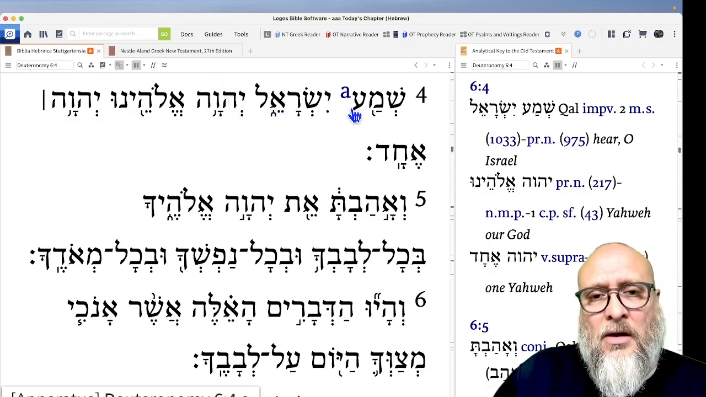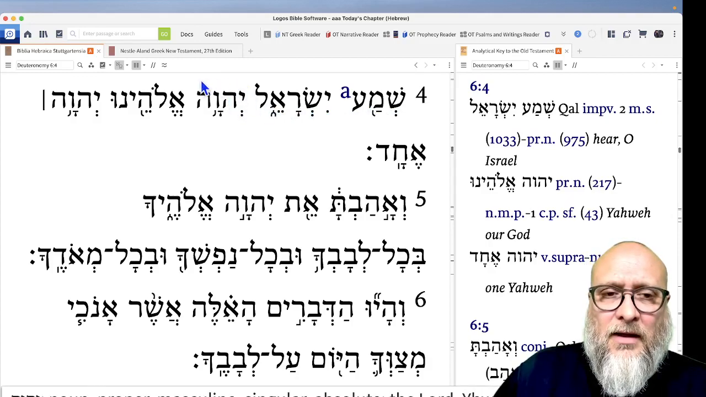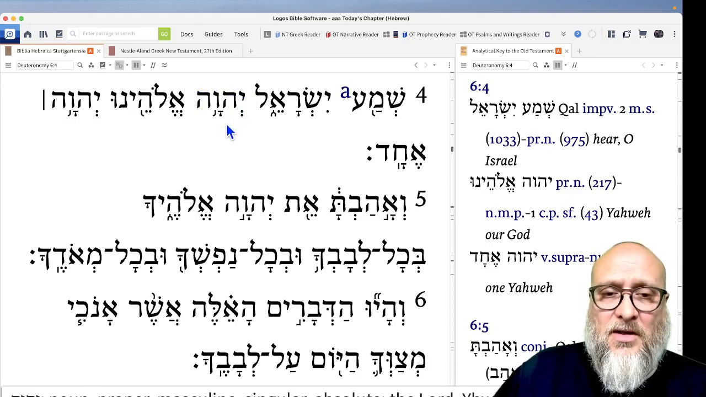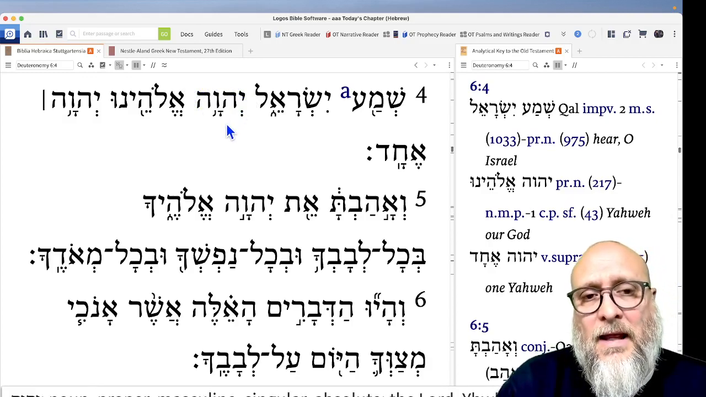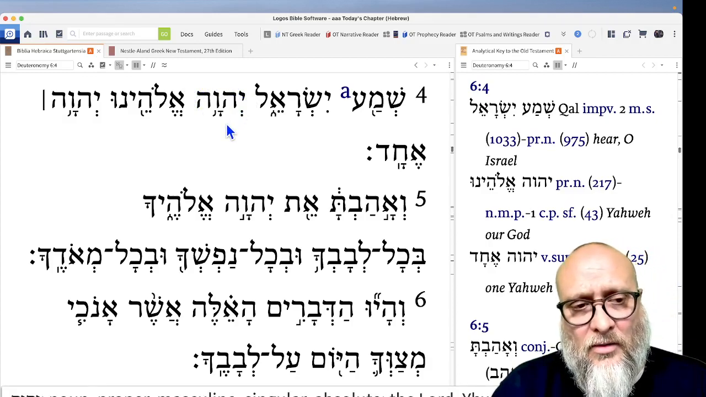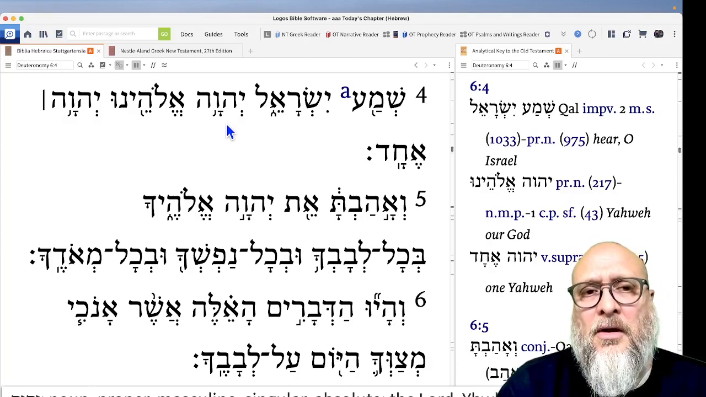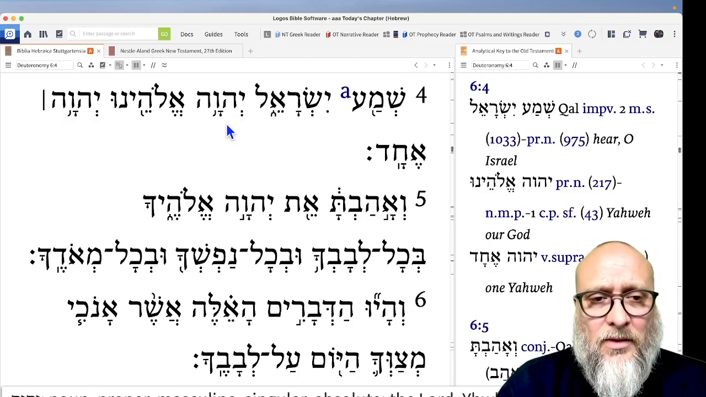So when you look at it, you say there's something unusual about this word. So this is the standard way. The Masoretes let us know that they're saying don't pronounce this word out loud. Replace it with the word Adonai.